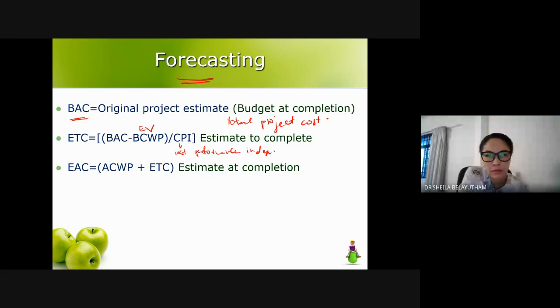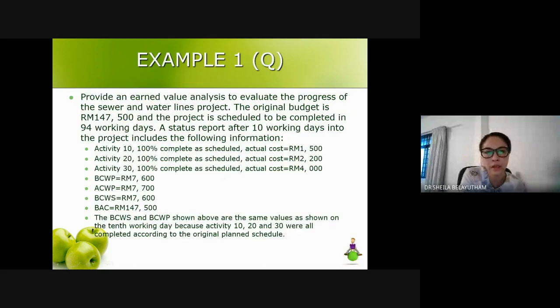The next one you can gather is estimate at completion, EAC: actual cost plus the value you attain from estimate to complete. Estimate to complete is how much more cost that you need to pay, that's why we take BAC minus earned value divided by CPI. And estimate at completion is how much total cost you will need to pay based on your current progress, because you have taken ETC.